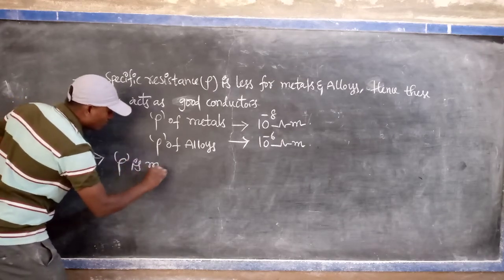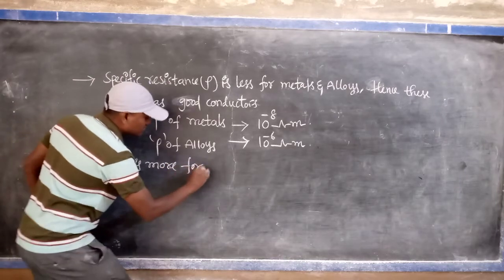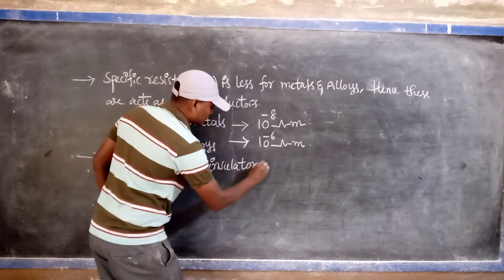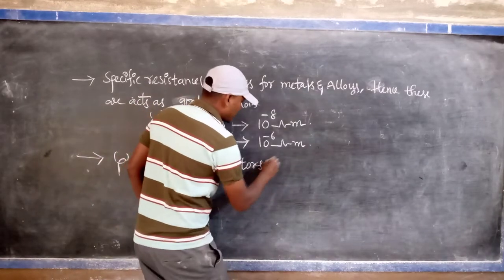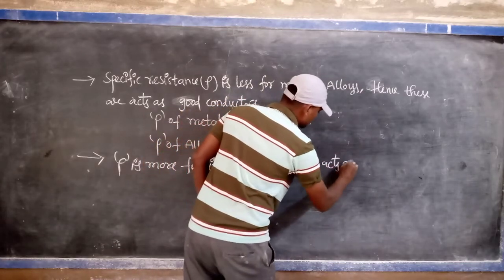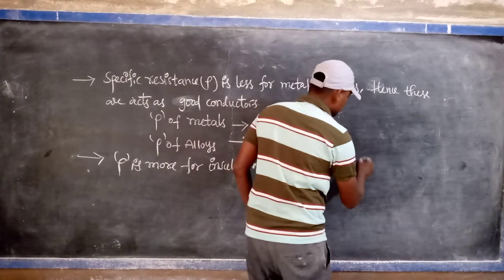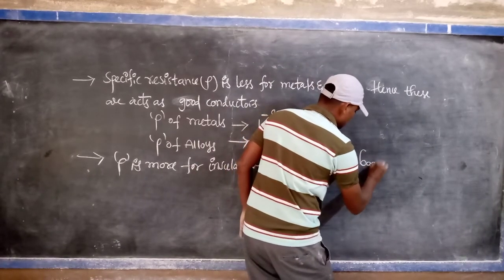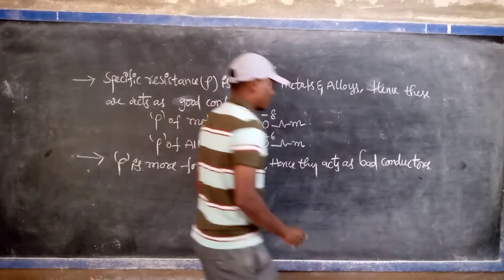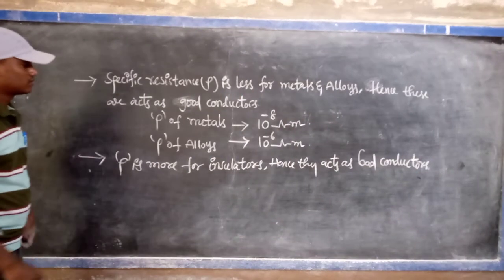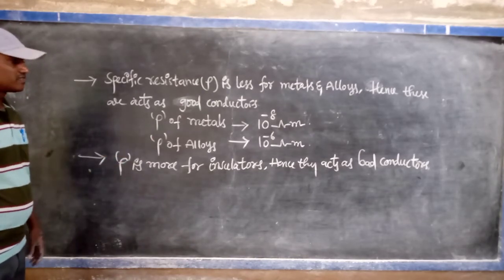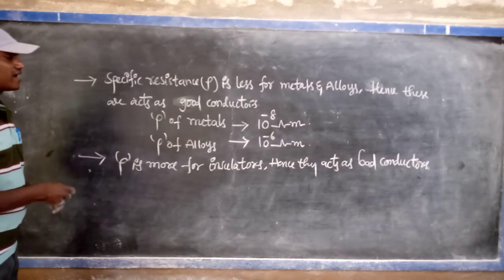Rho is more for insulators. Hence, they act as bad conductors. Means rho is more for insulators in certain materials. That's why they act as bad conductors.